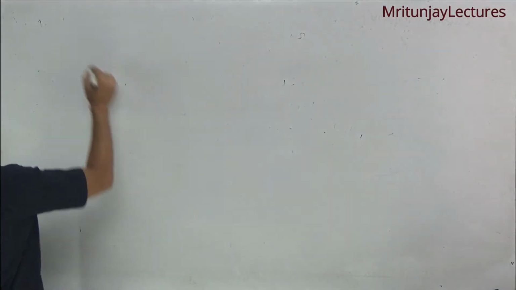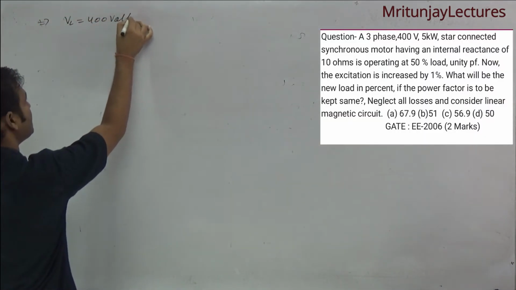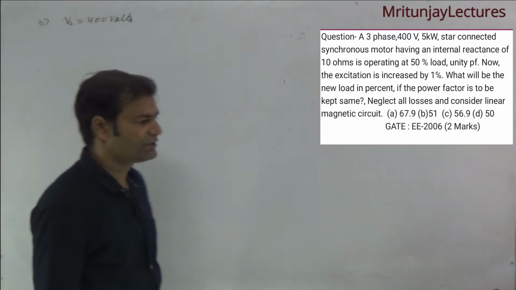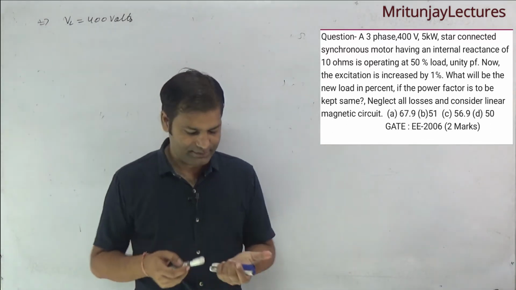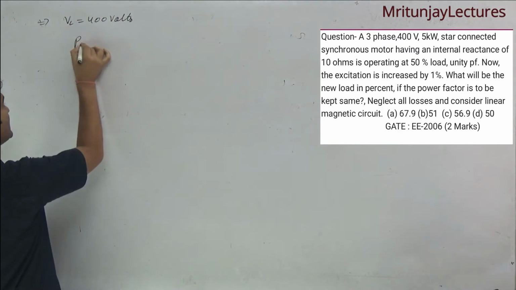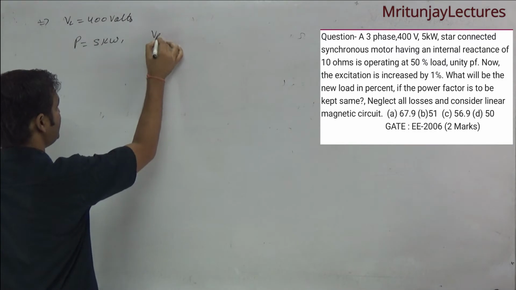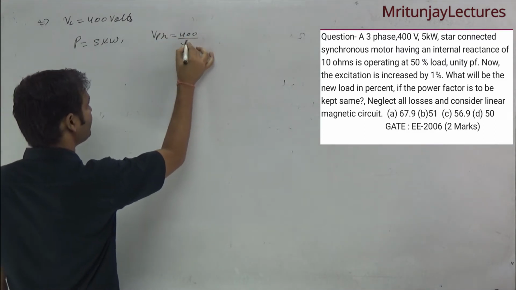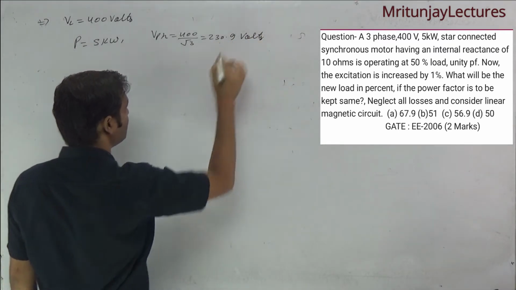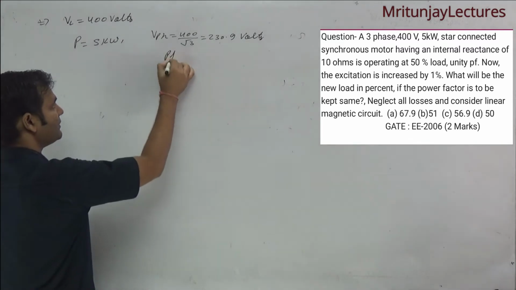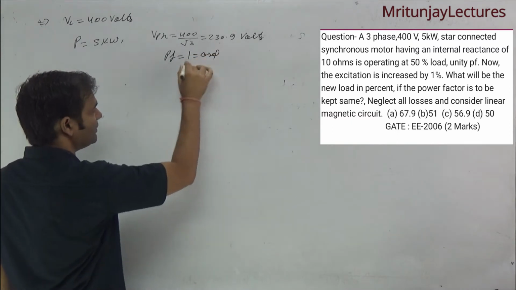Now first of all, read the question. VL is given, that is 400 volt. Corresponding question is three phase 400 volt. P is given, that is 5 kilowatt. Three phase star connection means VPH is 230.9 volt. Clear? And power factor is unity, so cos phi is equal to 1.